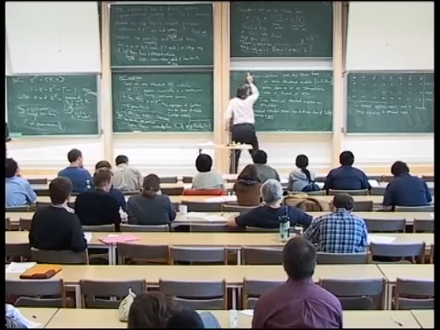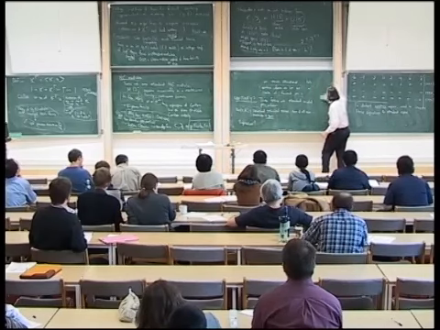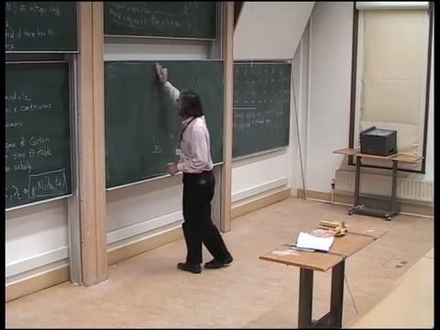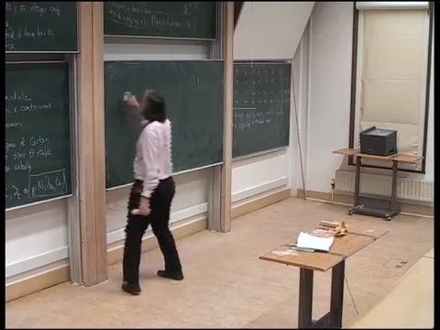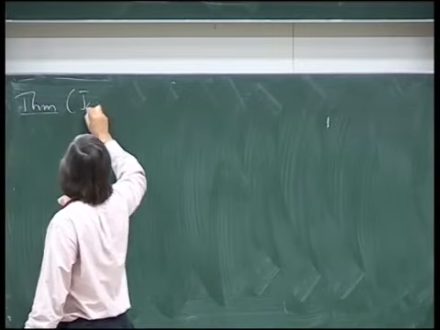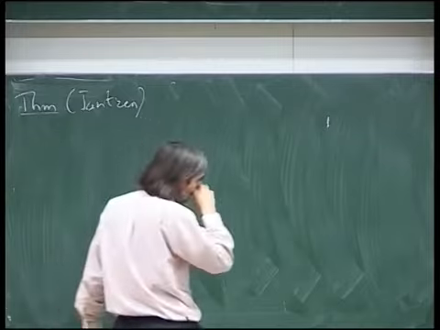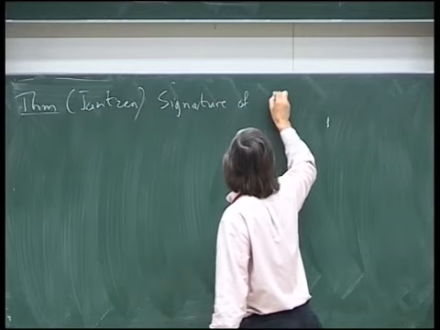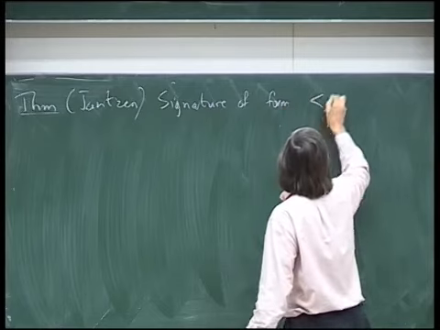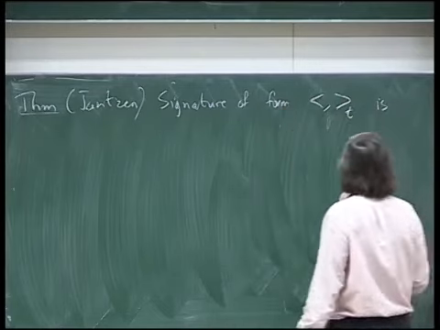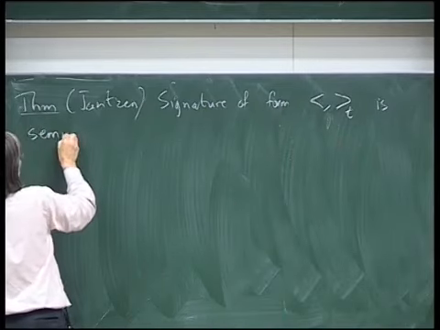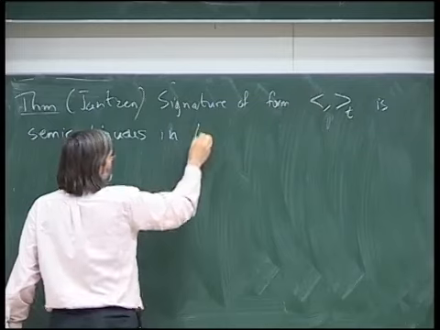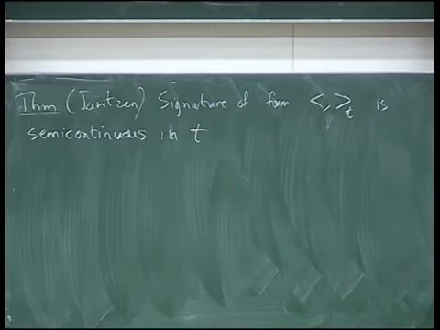So what happens is that Janssen's theorem, I mean, you need to make sense out of these statements, but the signature of one of these forms is semi-continuous in T. I don't know from which side. You can tell from what's written here.